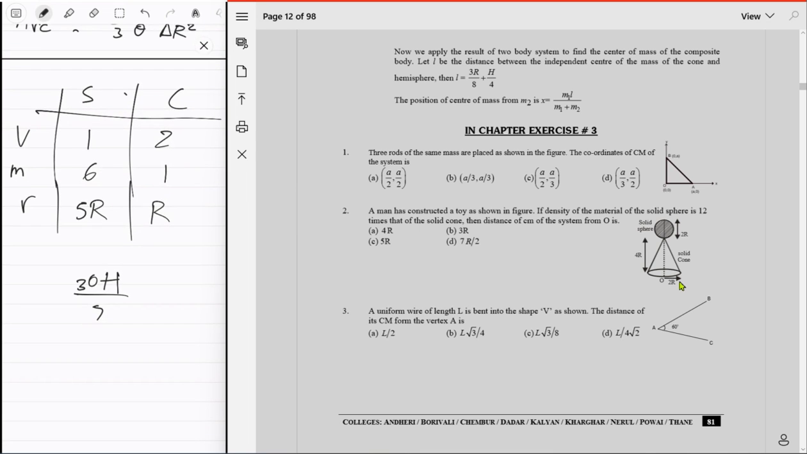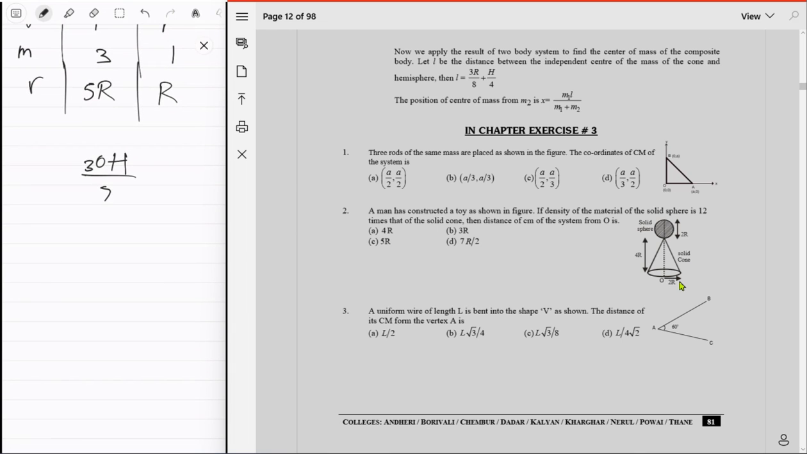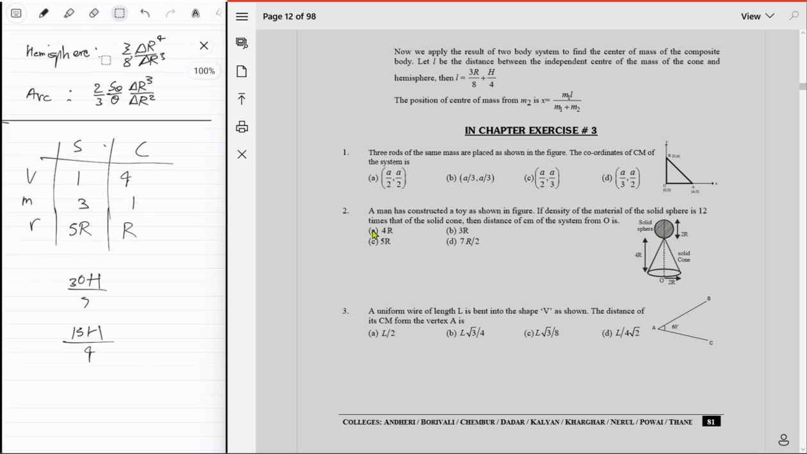The volumes are in the ratio 4:1. Okay, then it's like 3:1 over there. Ah, that explains it. So what you get is 15 plus 1 upon 4, which is 17 upon 4. That's still not, sorry, 16 upon 4, which is 4. So 4r, A looks correct. Next question.